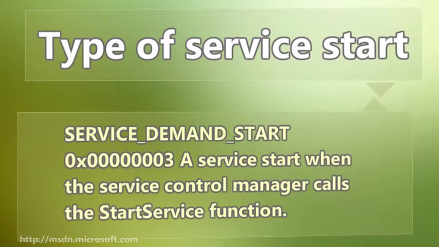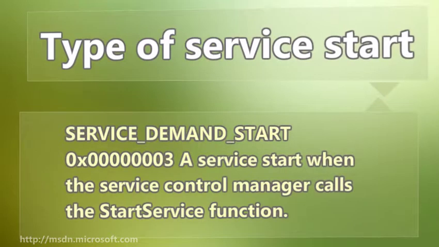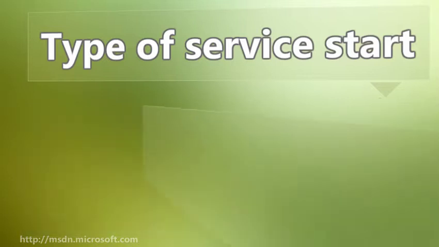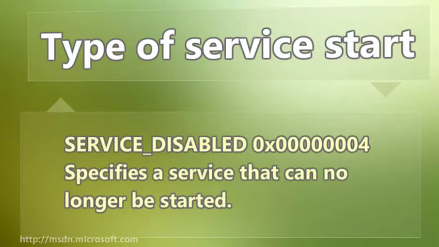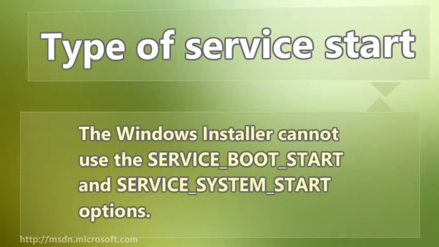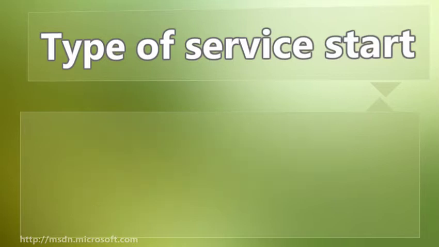SERVICE_DEMAND_START, 0x00000003. A service started when the Service Control Manager calls the StartService function. SERVICE_DISABLED, 0x00000004. Specifies a service that can no longer be started. The Windows Installer cannot use the SERVICE_BOOT_START and SERVICE_SYSTEM_START options.